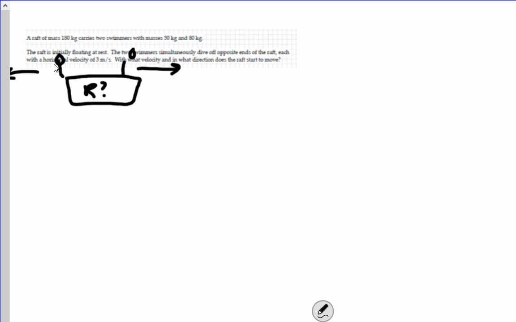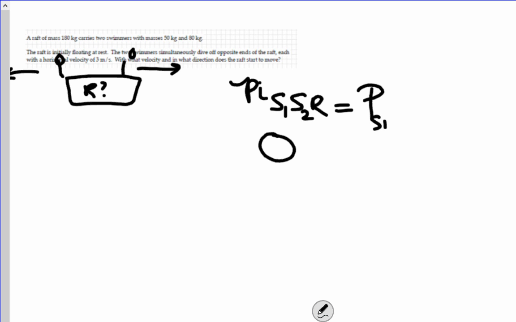All right, the raft is going to eventually move. So what you consider is that everything is together to start with, right? The initial momentum is going to be of swimmer 1, swimmer 2, and the raft, because they're all together. And it says that it's motionless. So that means it's 0. This is another classic explosion question. When we're done, we have the momentum of swimmer 1, the momentum of swimmer 2, and the momentum of the raft, which is the one we want to know about.